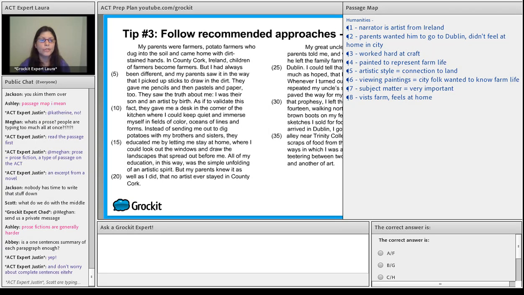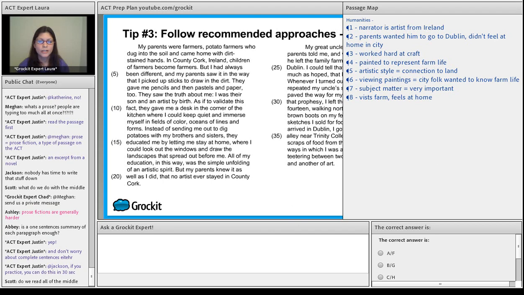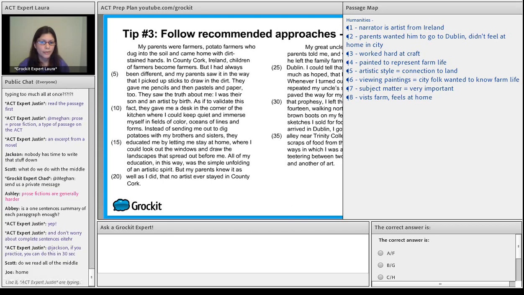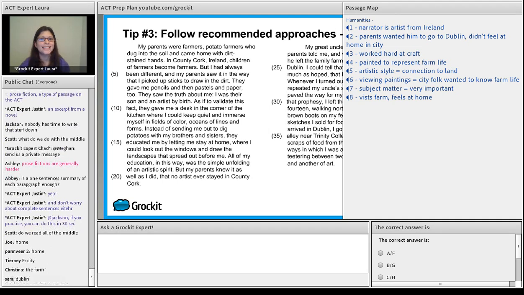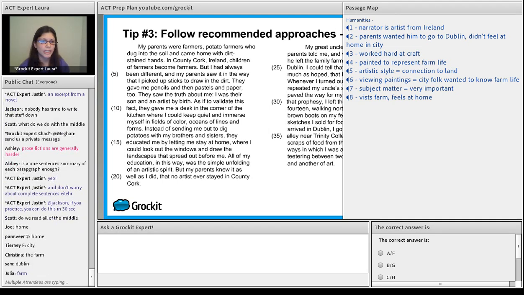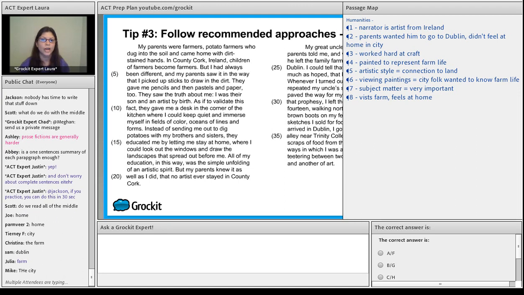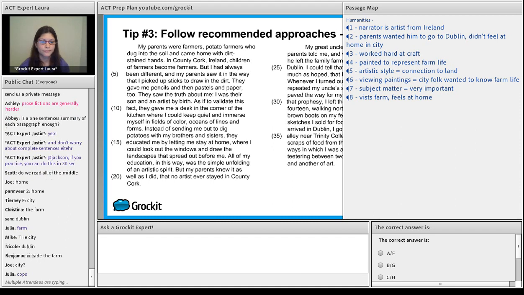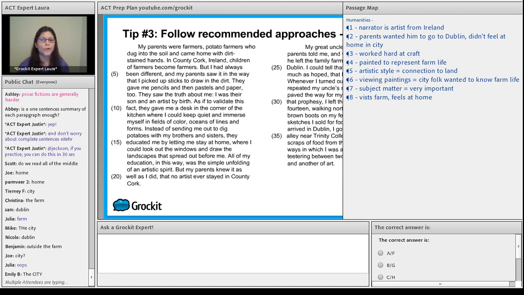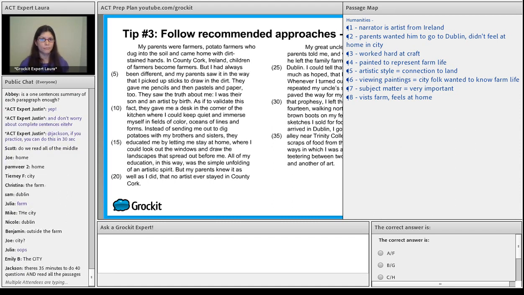So tell us in the chat box, how would an artistic style help someone connect to the land? Where does he wind up again? Where does the artist wind up going? He goes to the city, so it makes sense, and that's why we really like these passages. They have a flow that makes sense. Yeah, he goes to the city. He goes outside of the farm. Absolutely.